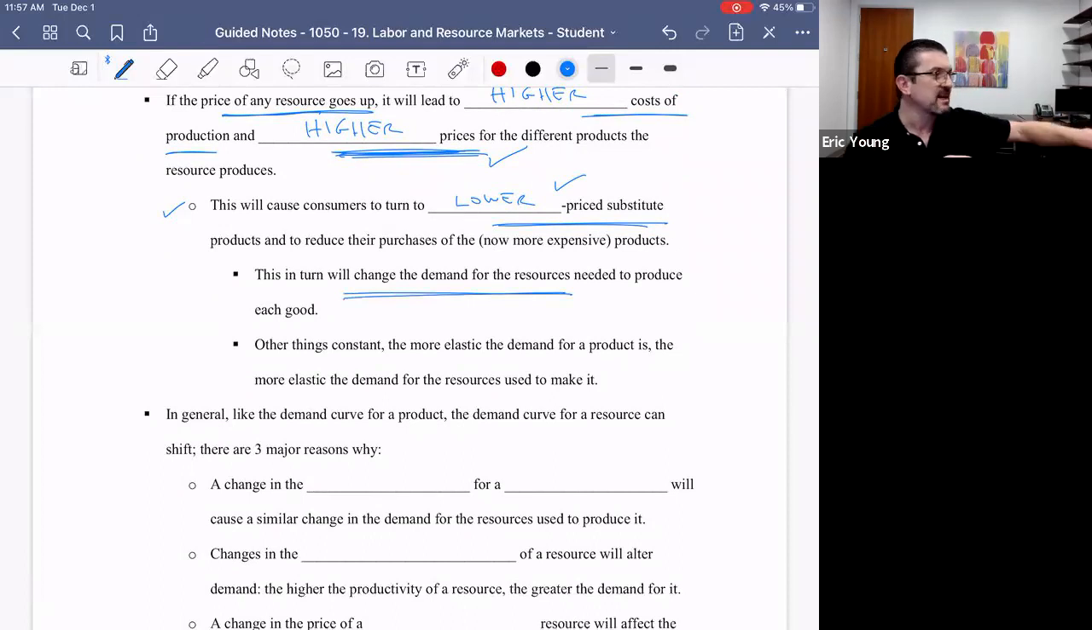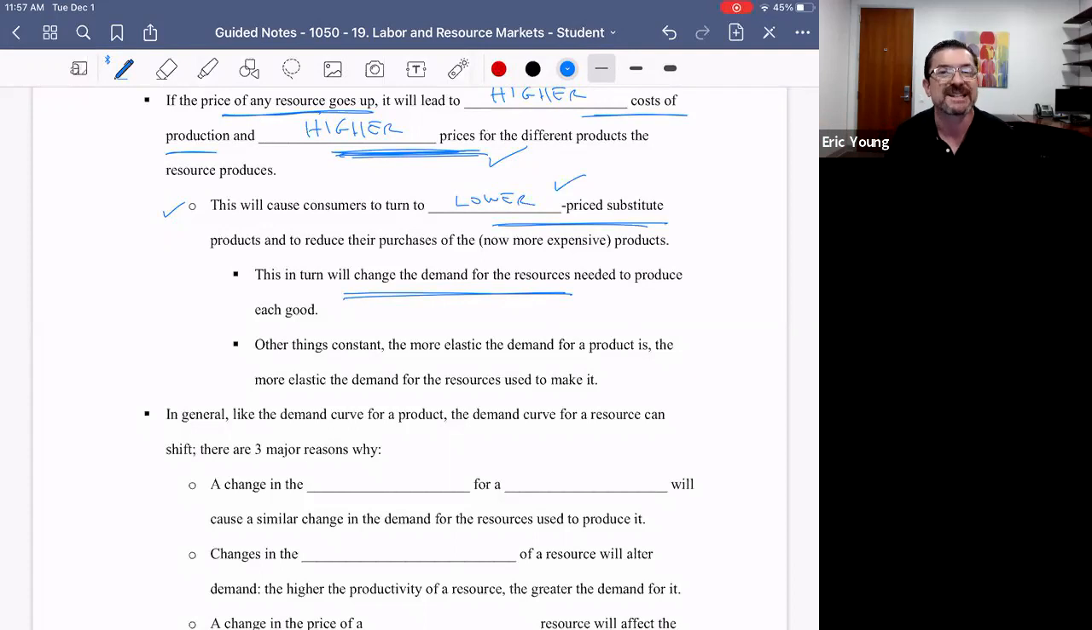As we demand less of the higher priced item, the demand for the resources to make that product will fall. And as we demand more of the lower price substitute, the demand for the resources to make that substitute will rise. So there's always this dynamic interaction between product markets and factor markets, and a lot of really important, I'll call it cause and effect reactions.